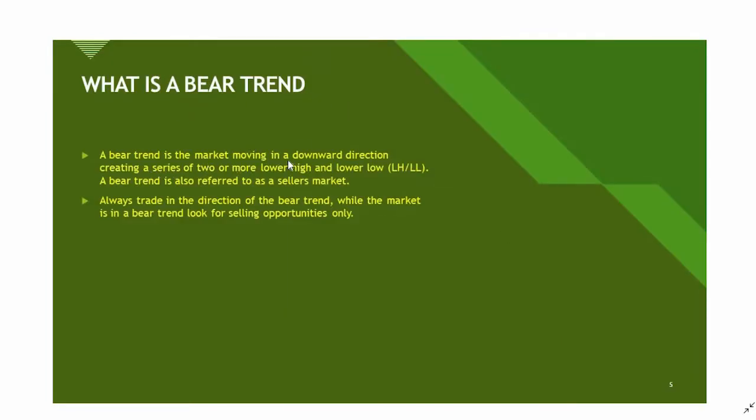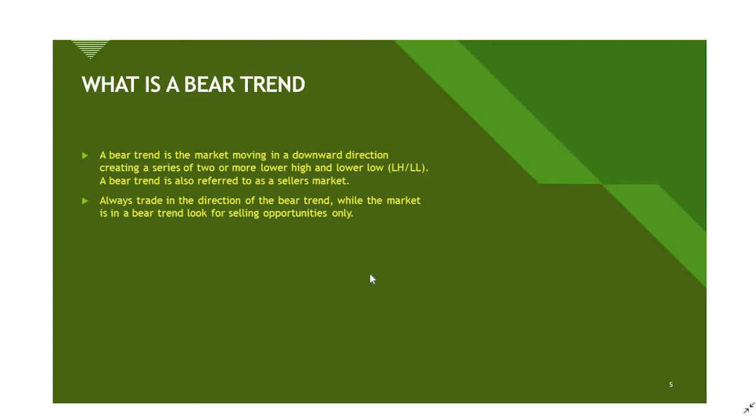A bear trend is the market moving in a downward direction, creating a series of 2 or more lower highs and lower lows. LH for lower high, LL for lower low. A bear trend is also referred to as a seller's market. Always trade in the direction of the bear trend. While the market is in a bear trend, look for selling opportunities only.